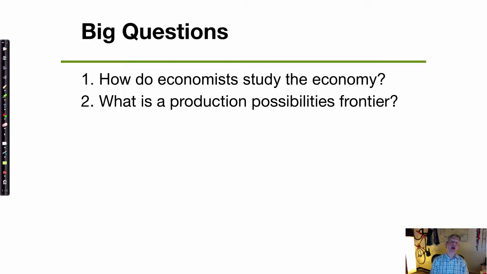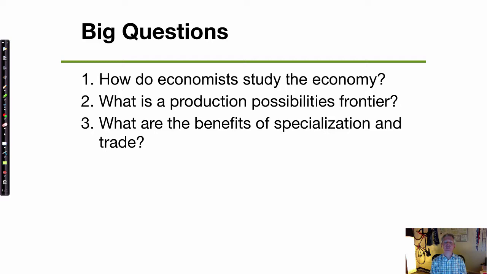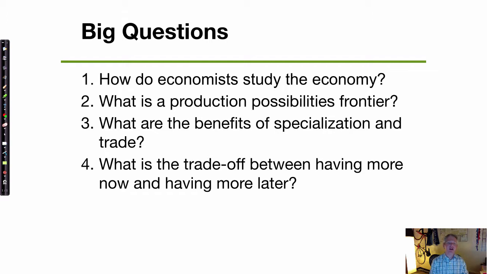We're going to then, after we develop that production possibilities frontier, use it to look at the benefits of specialization in trade. We talked about this in Chapter 1, and we're going to be a little more precise about it in this chapter. All right. And we're going to talk about, at the very end, the very last screencast, what is the trade-off between having more now and having more later.